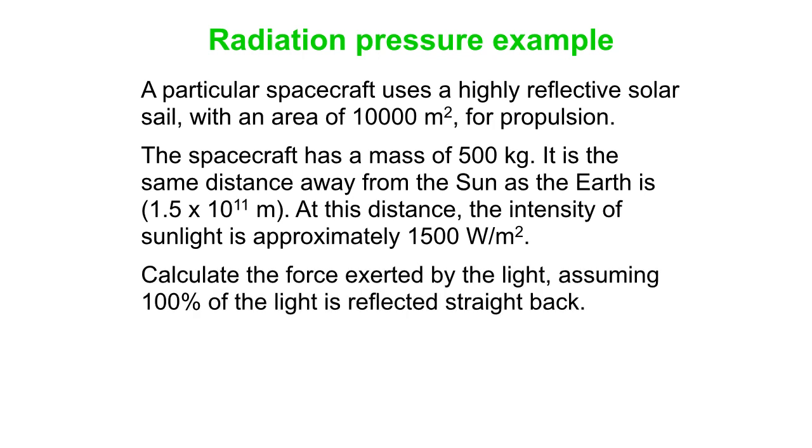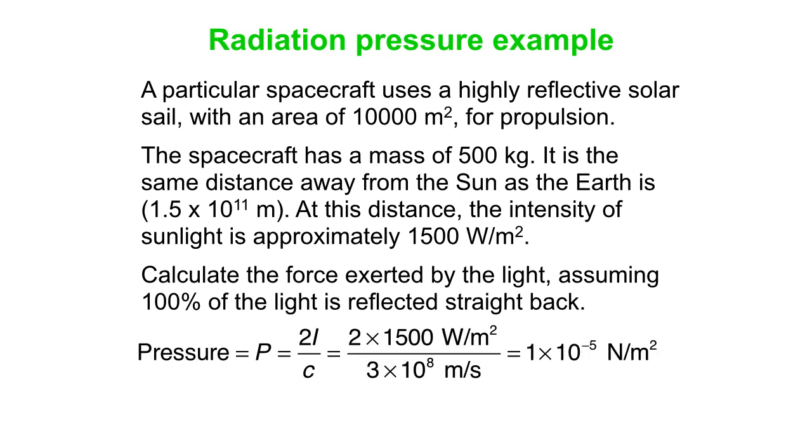So we're going to assume that the light is 100% reflected, so we can use our pressure equation that has the factor of 2 in it. And so if we find the pressure, we get twice the intensity divided by this massive number c, right, this huge number, so that really gets us a very, very small amount of pressure. 1 times 10 to the minus 5 newtons per meter squared.